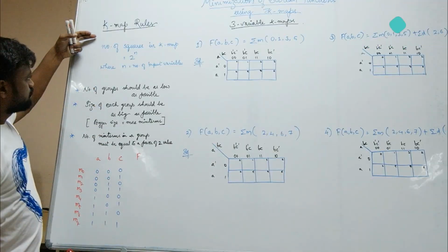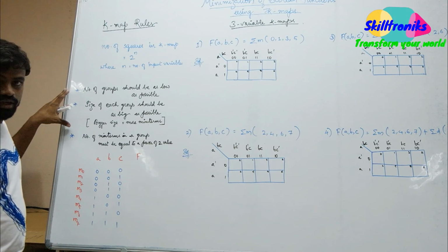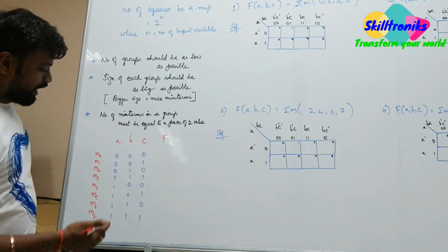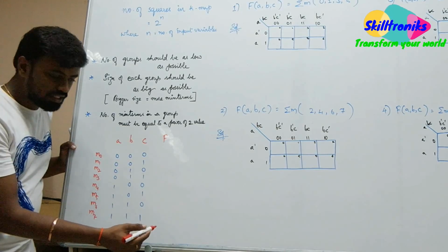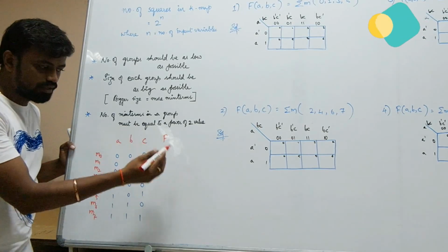In this video, we are going to learn about 3 variable K-maps. Here you can see the rules to be followed for using K-maps, and shown below is the truth table representation of any Boolean function.